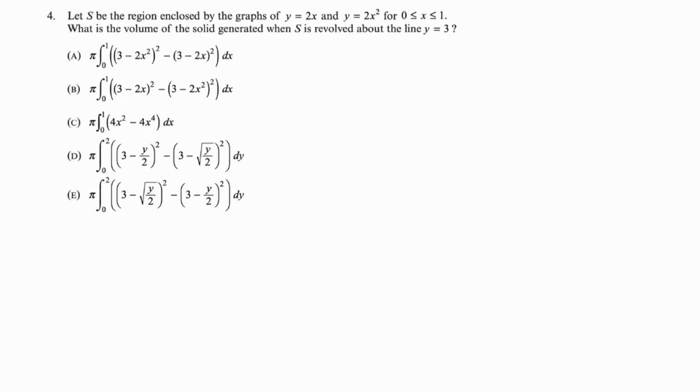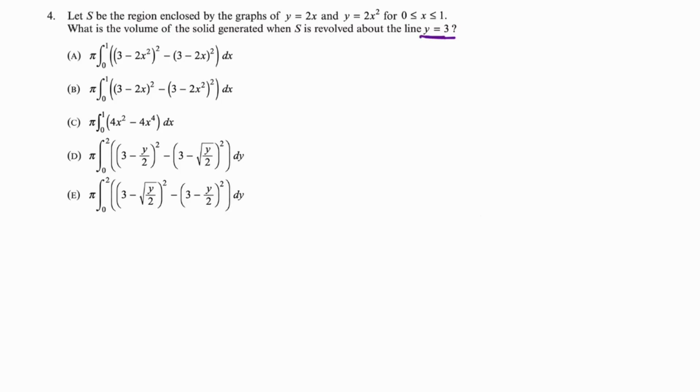Number 4, let S be the region enclosed by the graphs of y equals 2x and y equals 2x squared for 0 to 1. What is the volume of the solid generated when S is revolved about the line y equals 3? All right, so the first thing I notice here is where we're going around y equals 3, which is a horizontal line.